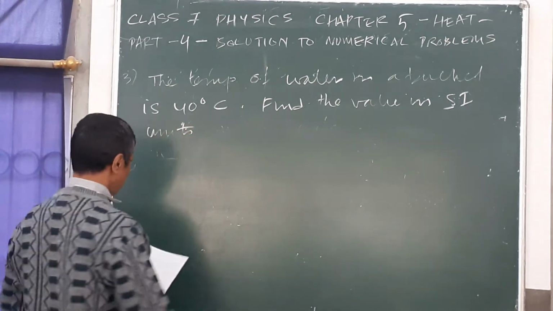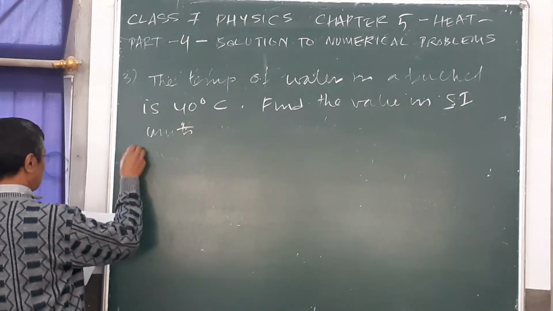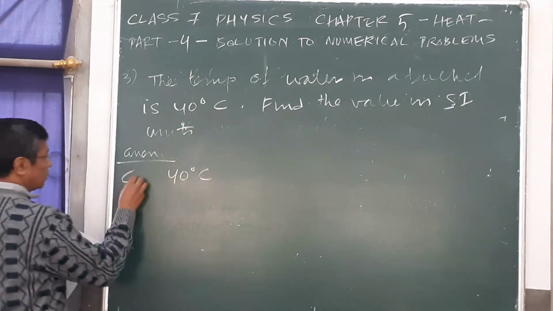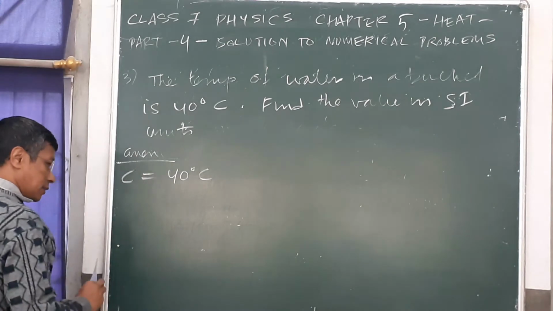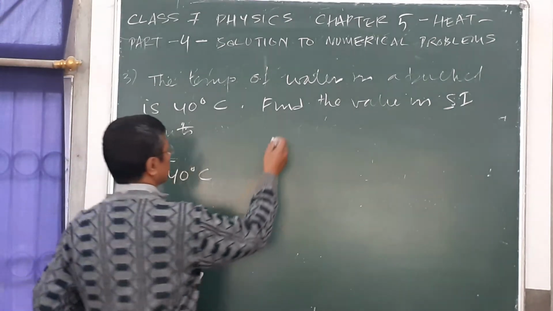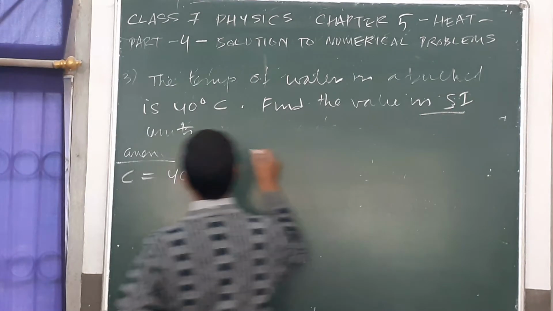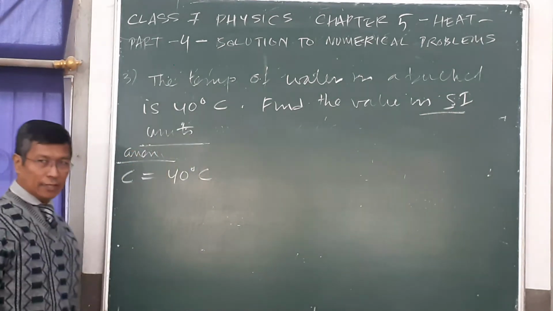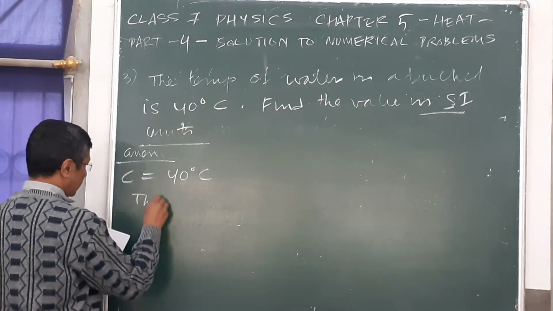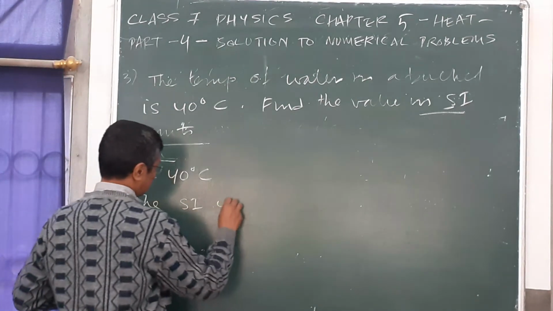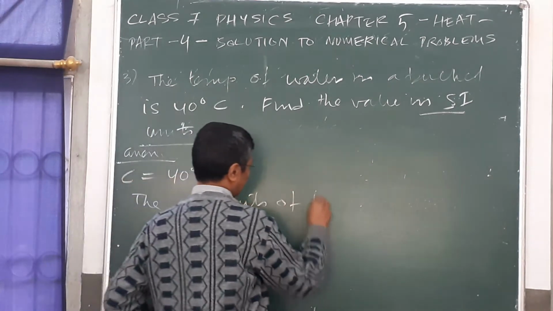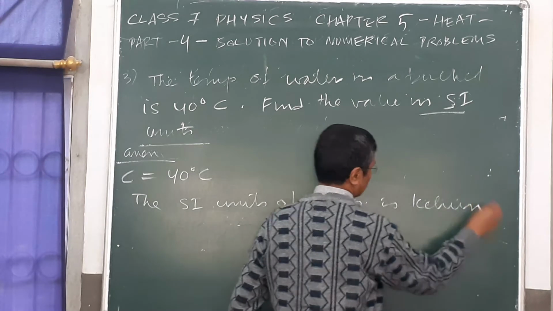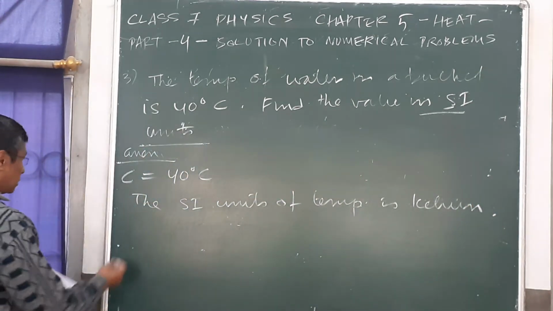Now, in this question, 40 degrees Celsius is given, that is the value of C, in the Celsius scale. It is asking us to find the value in SI units. If you remember when we discussed, the SI unit of temperature is Kelvin. So we will write it down, the SI unit of temperature is Kelvin, so that you remember it for the next time.